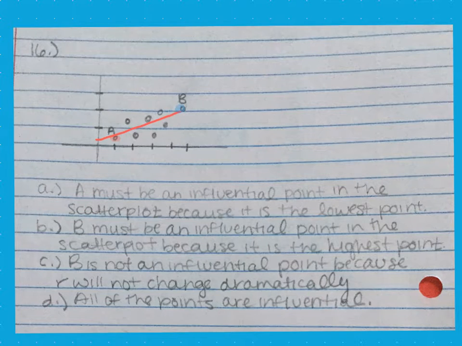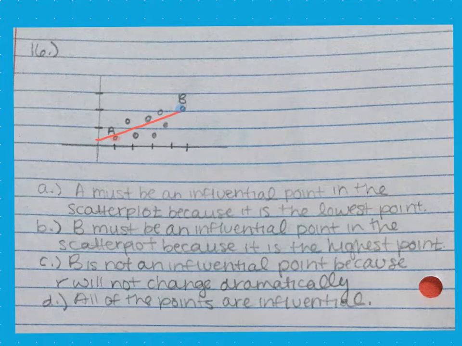Knowing that neither A nor B are influential, we can cross out multiple choice D because that means that not all of the points are influential. So now we have to go to multiple choice C and check it to make sure that it is correct. Multiple choice C states that B is not an influential point because R will not change dramatically.